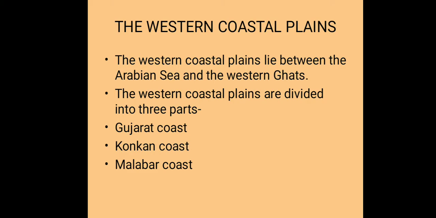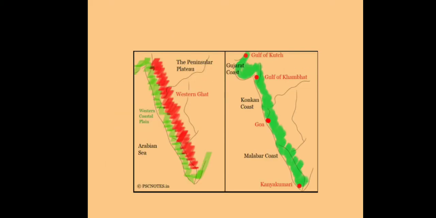The western coastal plains are divided into 3 parts. Now comes the important part. Now these 3 parts are Gujarat coast, Konkan coast and Malabar coast. Now you can see the image that I am sharing. Can you see Gujarat coast? It is a green shade there, Gujarat coast, and it stretches from the Gulf of Kutch to the Gulf of Khambat.